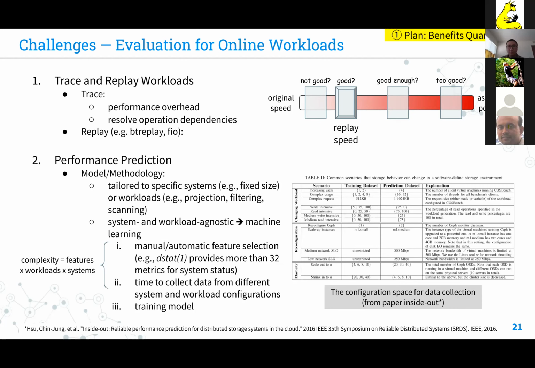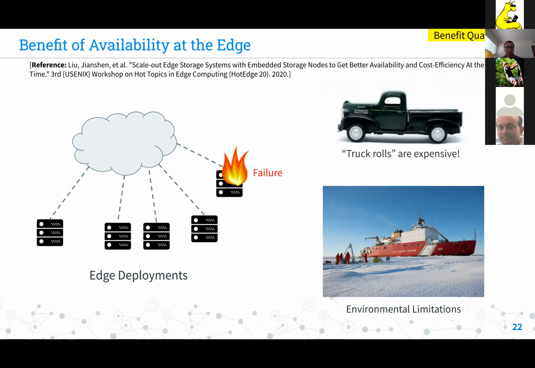that we collected. And for the benefit of availability of using embedded storage devices for storage systems, we have done some work in the context of edge. So previously, the edge infrastructure is usually deployed on remote sites, and therefore we send truck rolls to those remote sites to get the hardware or software problem fixed, usually expensive. And therefore it is important to improve the availability and the reliability for the edge infrastructure.